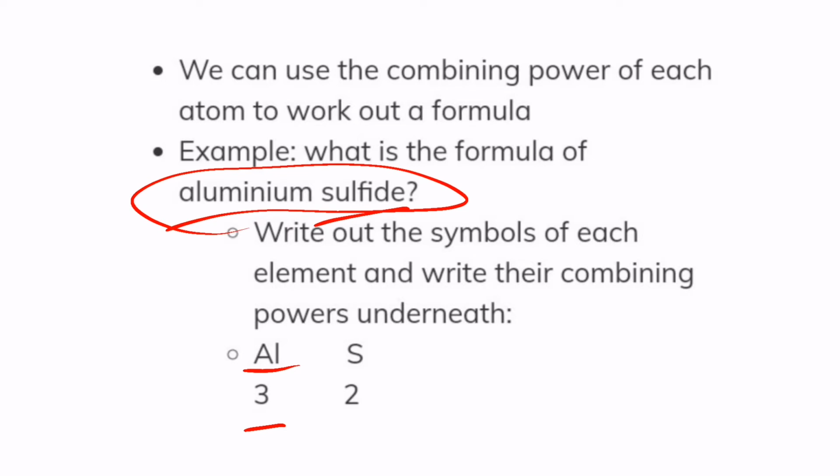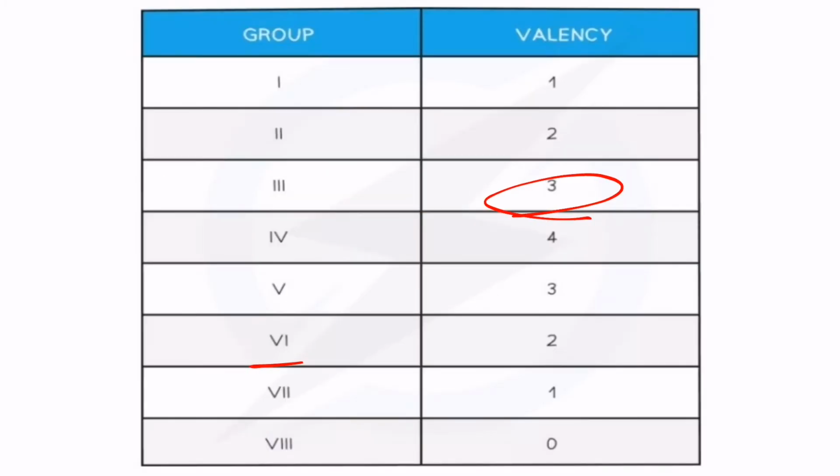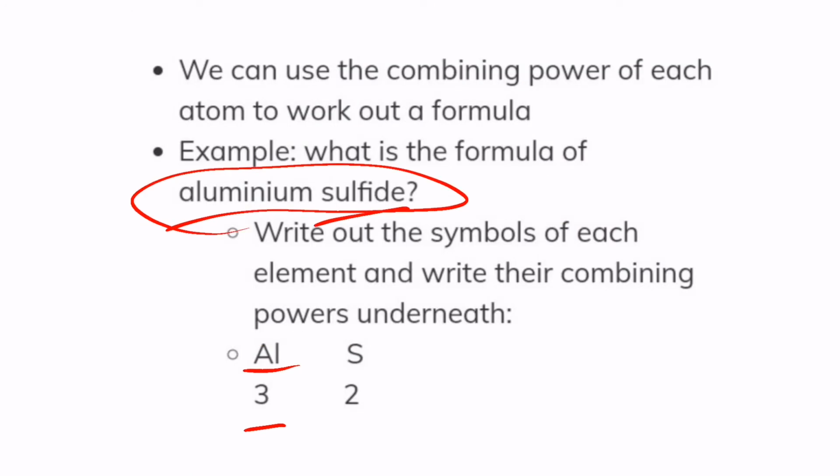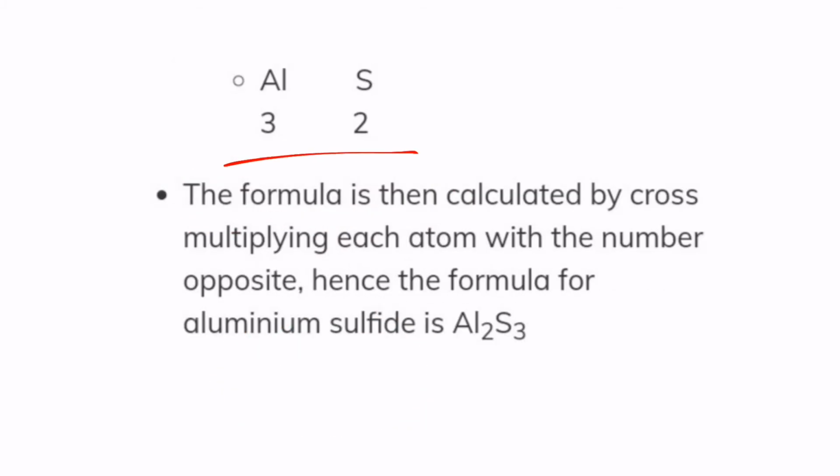So we write 3 underneath aluminium. Then we have sulfur, which is in group 6. For those in group 6, their combining power is 2. So underneath sulfur we have 2. How can we use this now to find the formula of the compound aluminum sulfide? The formula is calculated by cross multiplying each atom with the number opposite. So now we cross multiply.